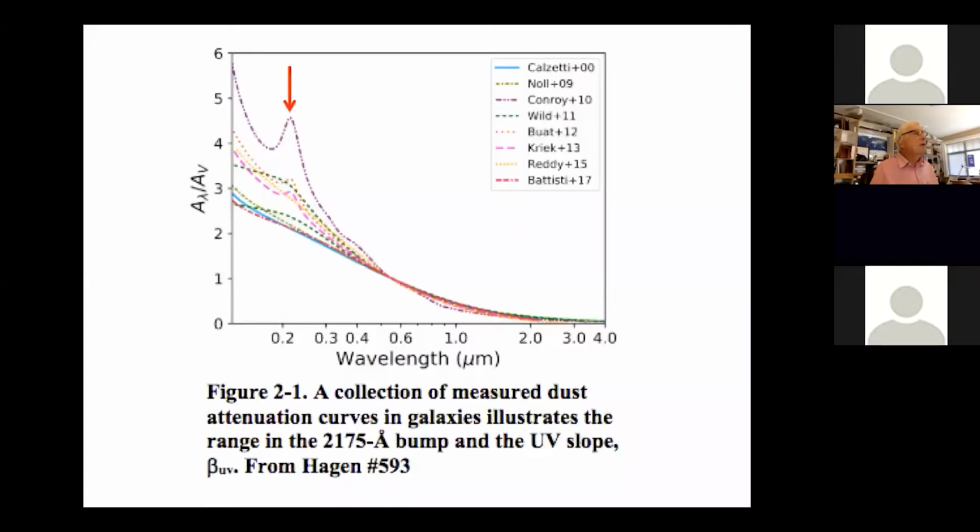I also like to include the 2175 bump in the ultraviolet. This is a huge feature, which is well known, I don't have to talk about, but is generally attributed to carbon.